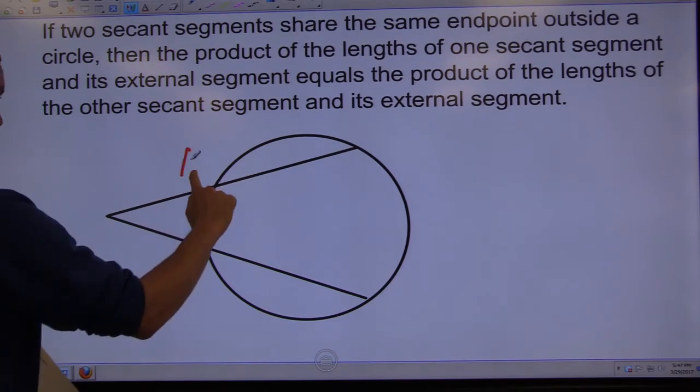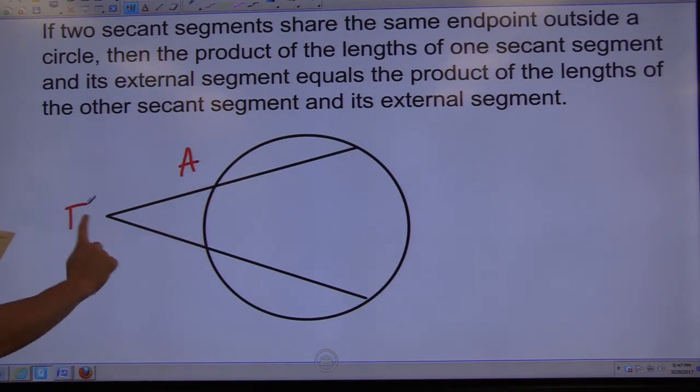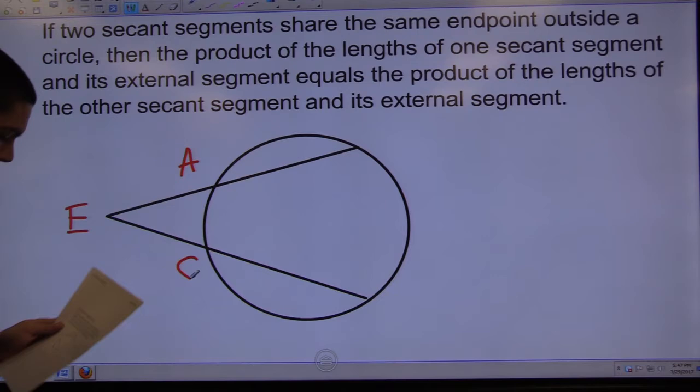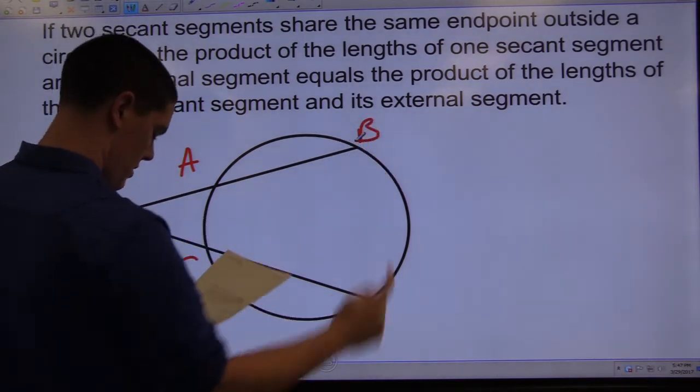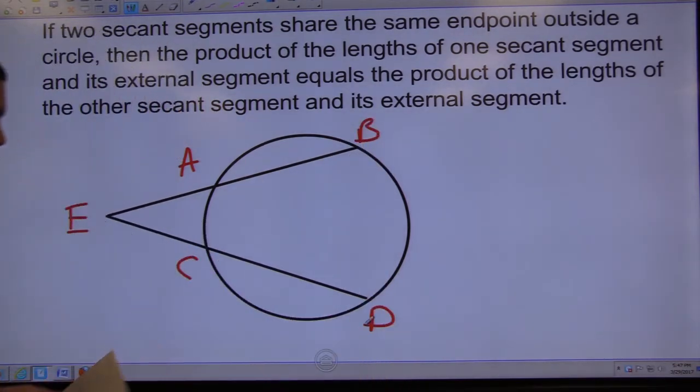So let's keep going here. We got A. We're going to call that A. We're going to call this E. We're going to call this C. This is going to be B. And this is going to be D.